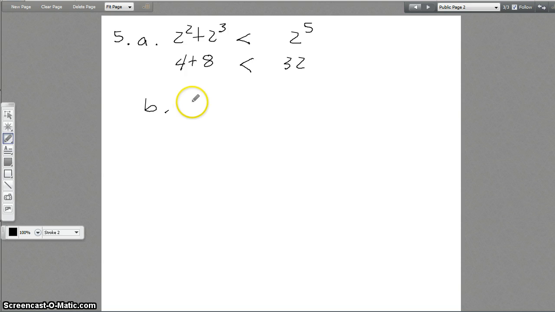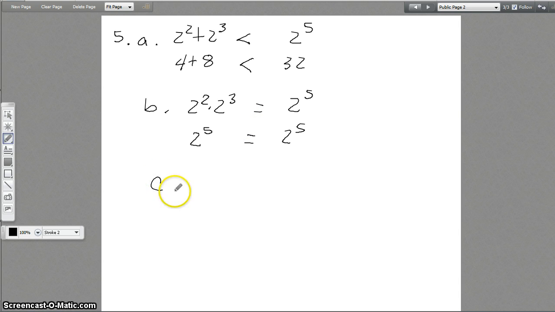Part B has 2 squared times 2 cubed, and then we have 2 to the 5th over here. Well, on the left side, what we have is two numbers with powers being multiplied. When you multiply numbers that have the same base and also have exponents, we add the exponents. So this is 2 to the 5th power because 2 plus 3 is 5. And then on the right side, we have 2 to the 5th power. Those are equal, so we just put in an equal sign.